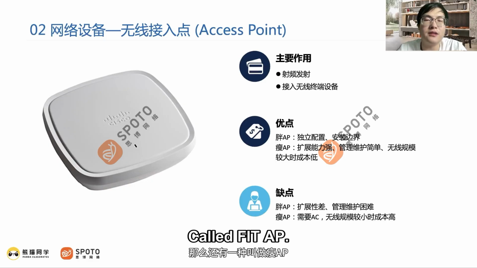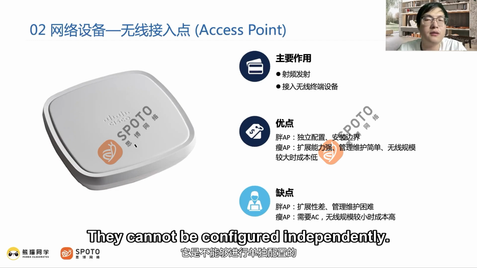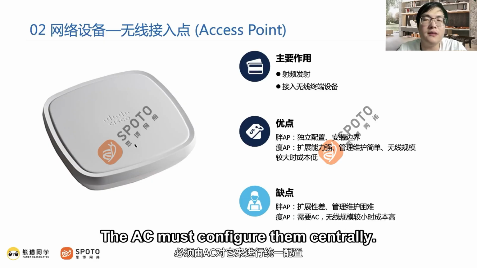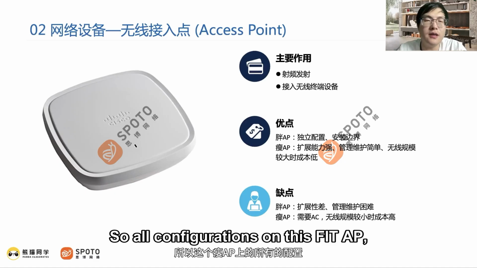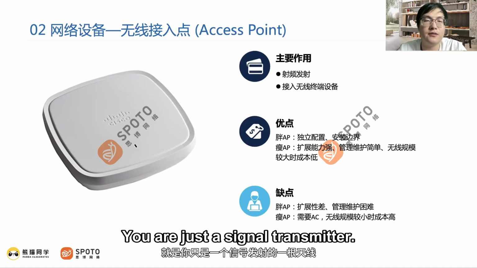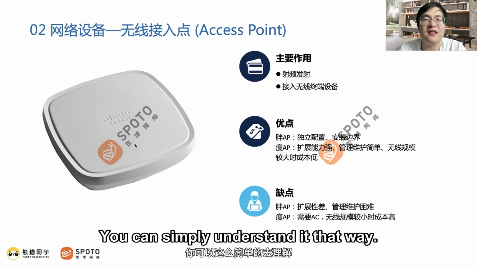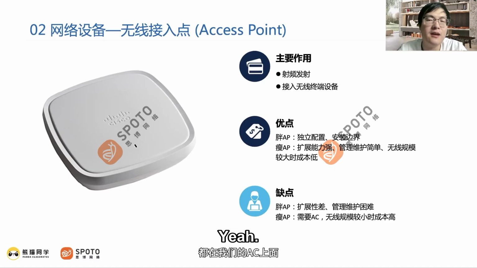Then there is another called FIT AP. Compared to FAT APs, FIT APs cannot be configured independently. The AC must configure them centrally. So all configurations on the FIT AP are pushed down from the AC. You are just a signal transmitter, just an end point, you can simply understand it that way. All the computational processing is on our AC.